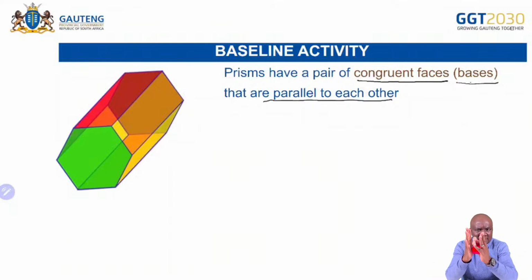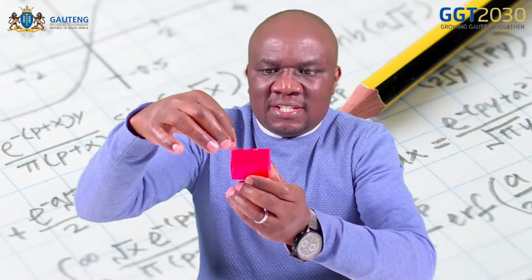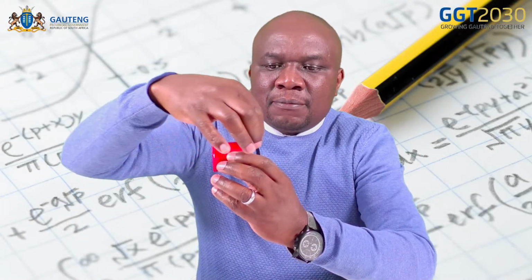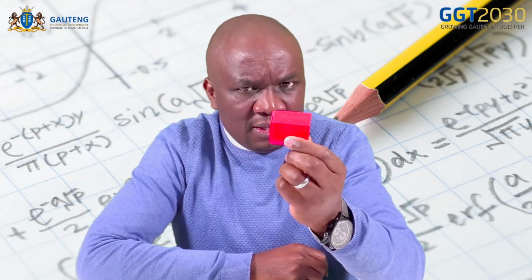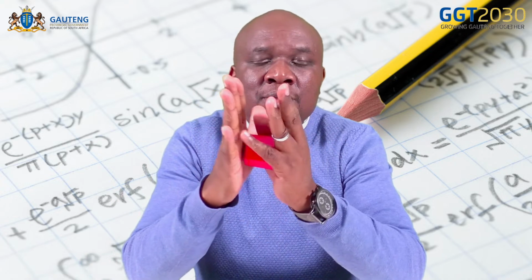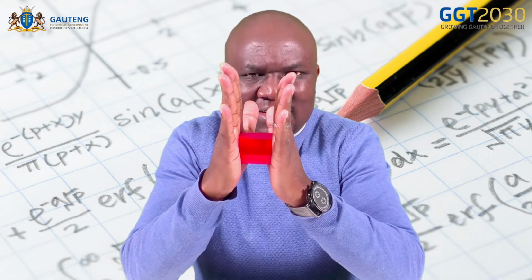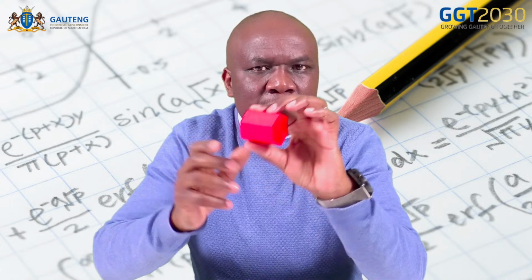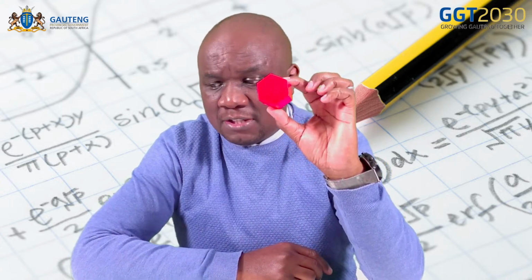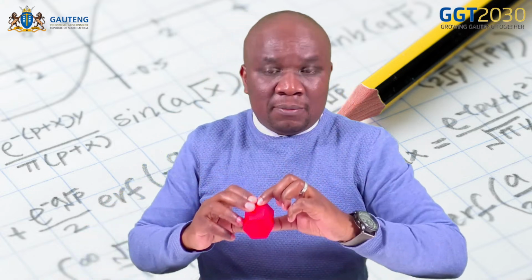Remember parallel lines. They are parallel to each other, means that they are equidistant from each other. The distance from there to there, the distance from there to there, the distance from there to there is just the same. They are equidistant from each other. That's why they say these two bases are parallel to each other. They are called what? The bases of the prism. So when I'm talking about the base of the prism, you must understand what I'm talking about.